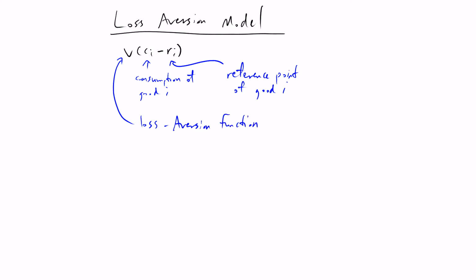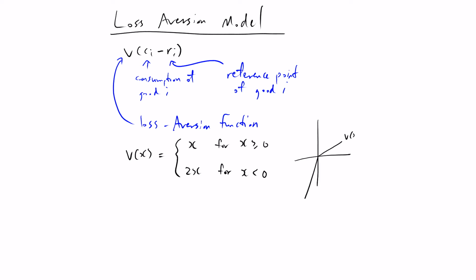Right. Typically, for simplicity, you would have something like the V function being just simply x for x bigger or equal to 0, and 2x for x smaller than 0. Now notice that this is a stepwise linear function. Namely, it looks like this. This is V. This is the positive range. This is the negative range.